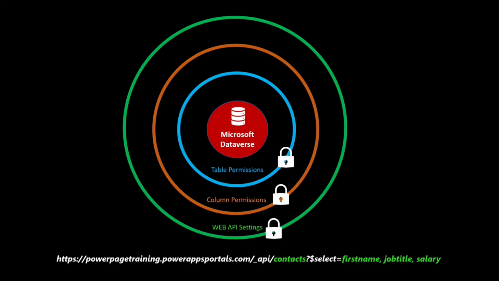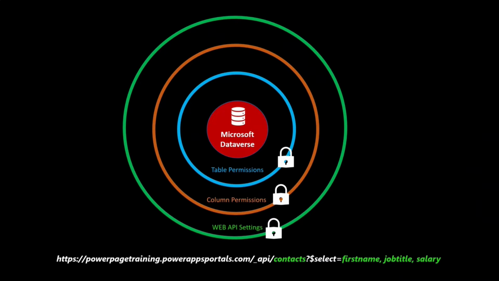And on top of the column permission, we have the Web API settings as well, okay? We're going to have a quick look at how the Web API settings look in the practical implementation. But the Web API settings basically decide which table or which columns you want to retrieve from the Dataverse. If you can see this URL, the Power Pages Training powerportals.com, after the API, I have mentioned the table name, that is contact, and the column names of the table, like first name, job title, and salary, okay? In the Web API also, if I have to retrieve the first name, job title, and salary from the contact table, I have to define it in the settings first: on which table I want to enable the Web API, and on which columns I want to enable the Web API. That is the first level of security.